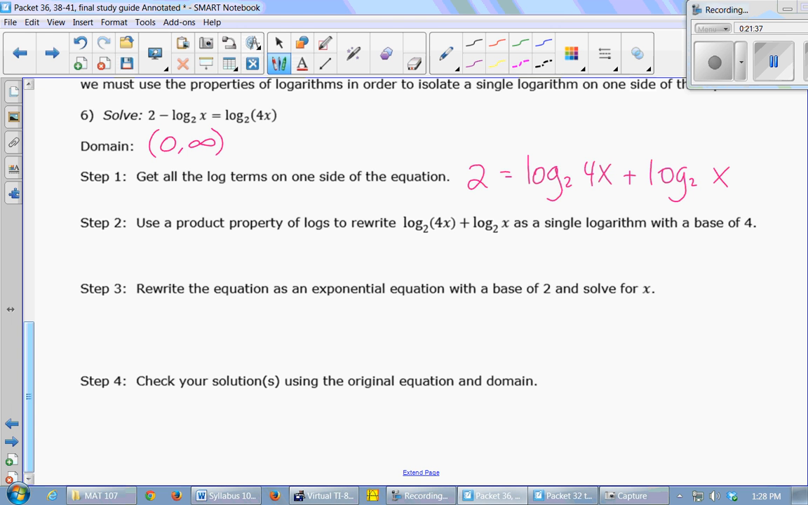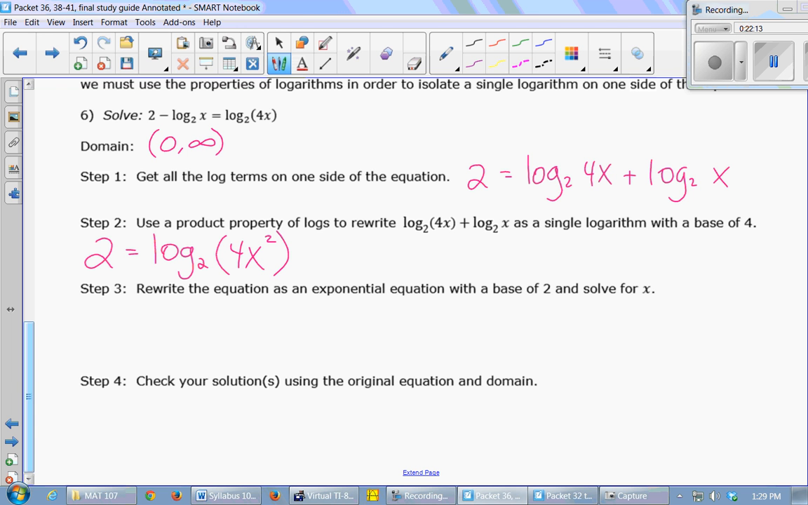And then I'm going to use the product property of logs to combine those into a single logarithm, right? My log base 2 of 4x plus my log base 2 of x. They have the same base, they're being added, so I can combine them into the log of a product. So I'm going to have 2 equals log base 2. What is 4x times x? 4x squared. Then, once I have finally written this with a single logarithm, then I can convert it to an exponential equation.